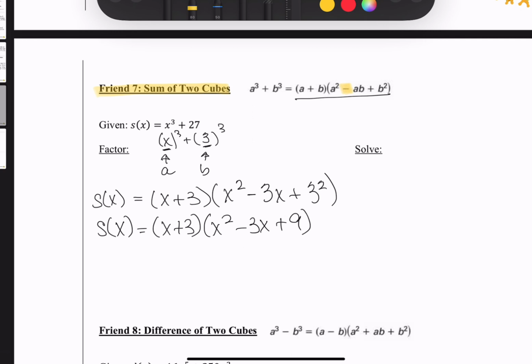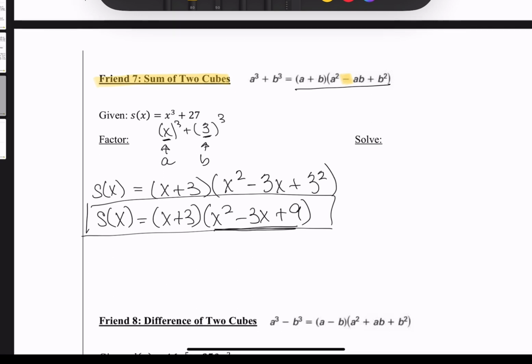That is completely factored for this problem. Now you may still be able to take, if you have a trinomial that can still be factored, notice this is a quadratic, but I don't think that I can factor it. There are no factors of 9 that will add or subtract to 3. So I think I'm done there.